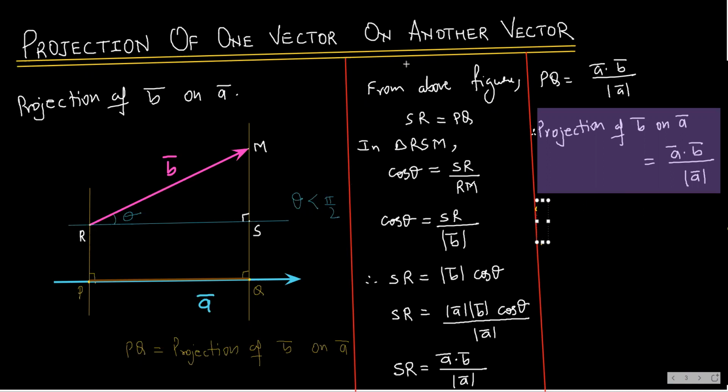See students, when I'm writing projection of B bar on A bar, which happens to be this here, remember this is just a number. As you know, A bar dot B bar is a scalar, it's a number, and the denominator, which is the magnitude of A bar, is another number. So number upon number is a number. This whole thing on the RHS is a scalar. So this kind of projection is also known as scalar projection of B bar on A bar. So if you want, you can even write it that way.